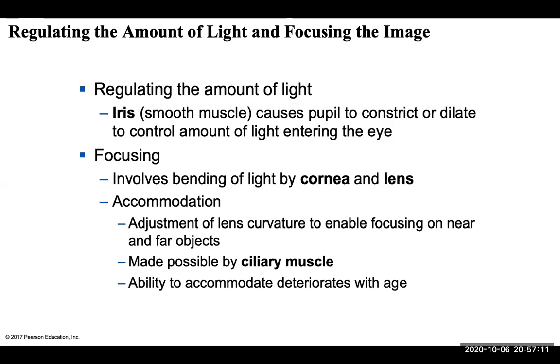In order to regulate the amount of light, the iris, which is made up of smooth muscle, causes the pupil to constrict or dilate to control the amount of light entering the eye. And the focusing of light involves the bending of light, and that bending is called refraction. And that occurs by the cornea and the lens. Accommodation is adjustment of the lens curvature to enable focusing on near and far objects, and it is made possible by ciliary muscles, and the ability to accommodate deteriorates with age.